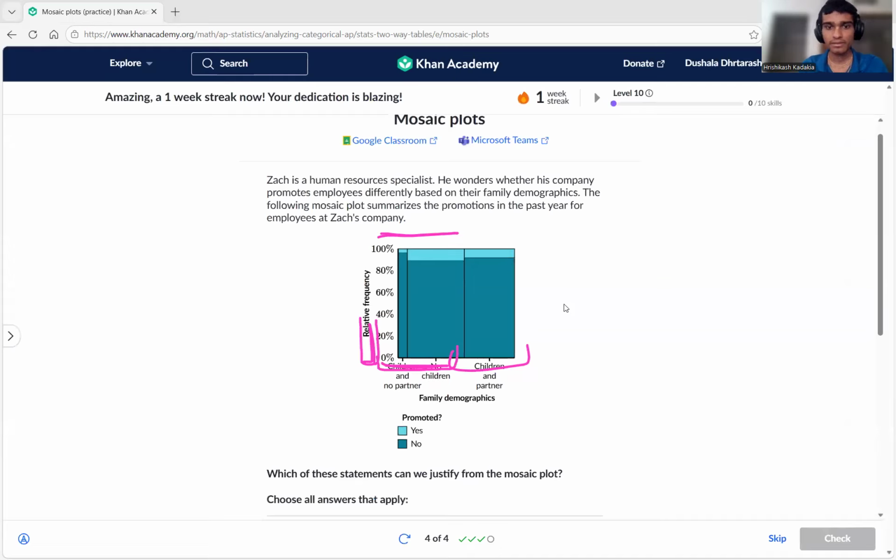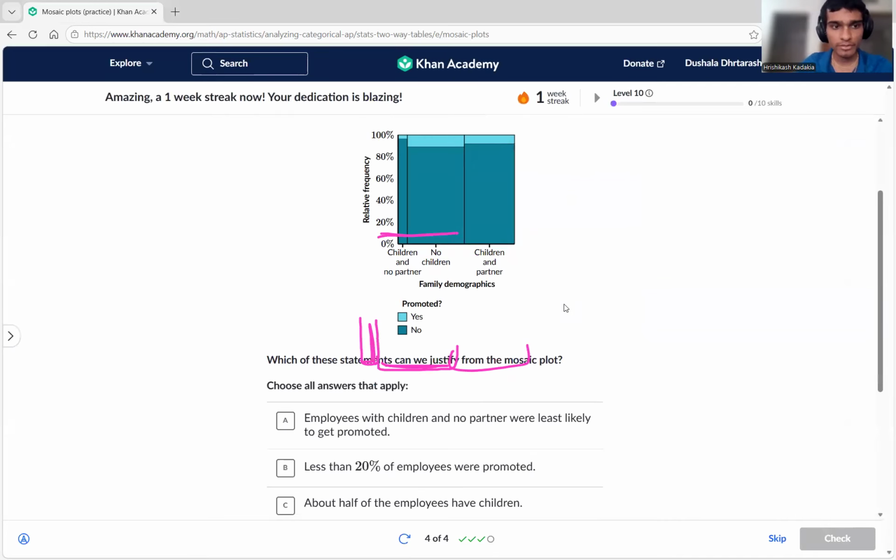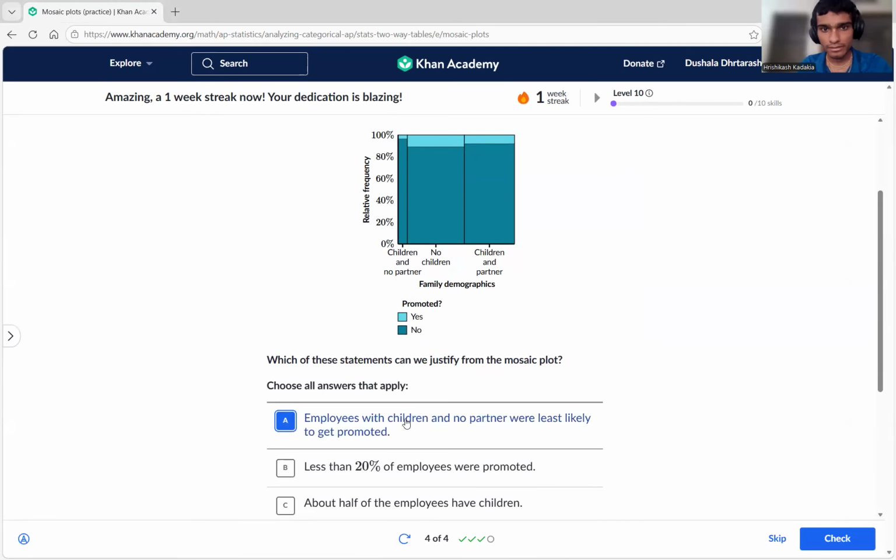Yep. So which of these statements can be justified from the mosaic plot? Let's go to this: employees with children and no partner were least likely to be promoted. Well, with children and no partner, yes, they were least likely to get promoted. Why do we see that? Because the yes promotion is very, very small. This one is almost still up here, so it's almost like a big half percentage that's getting not promoted.